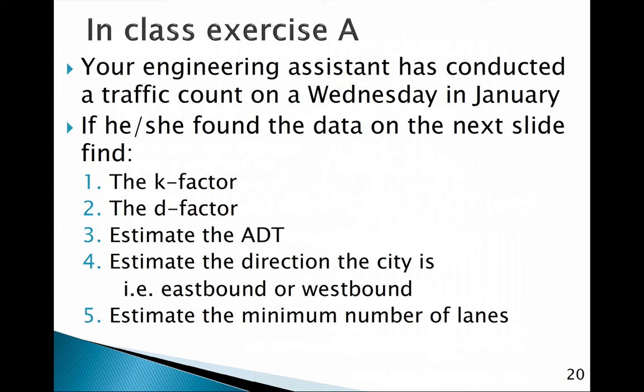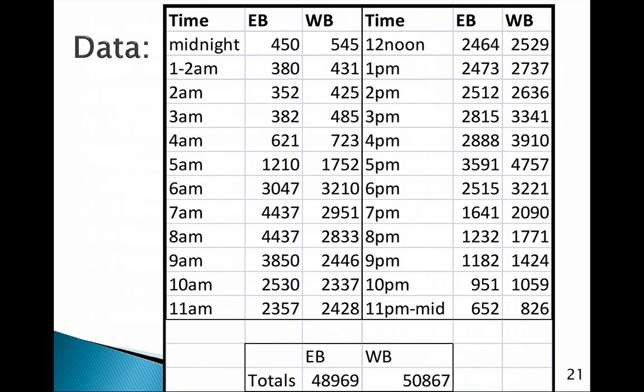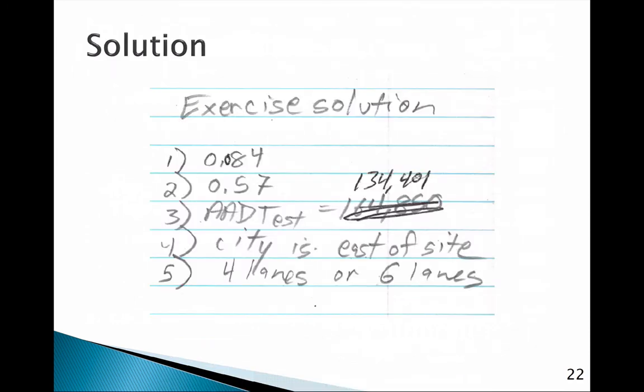So we're saying here there's a traffic count. It was done on a Wednesday in January. There's a bunch of data on the next slide. We want to know the K factor, the D factor, the ADT, and what direction we think the city is, just based on the patterns that you see, and estimate the minimum number of lanes. Right, and go back to those rules of thumb about 1,700 to 2,400 vehicles per hour per lane capacity. So these are our counts hourly, and so you can pause this, look at those, and try to come up with those calculations, and hopefully you get something close to this as your solution.